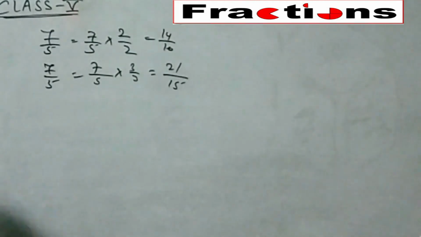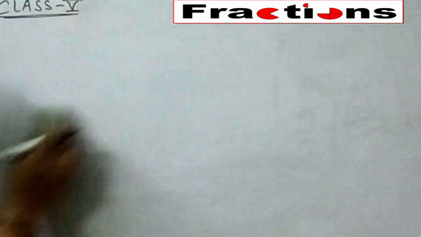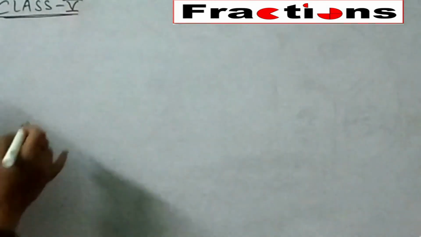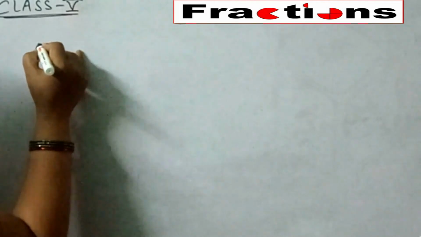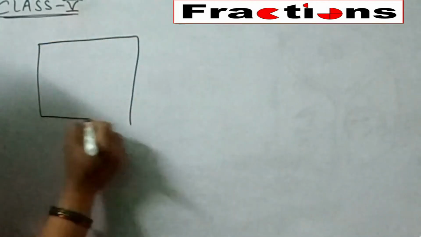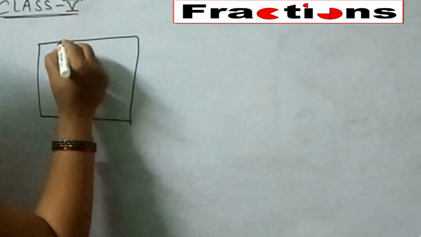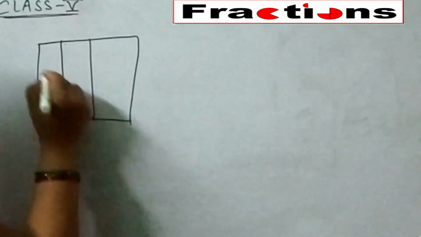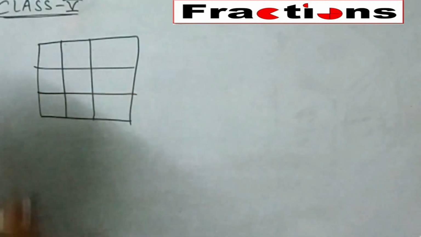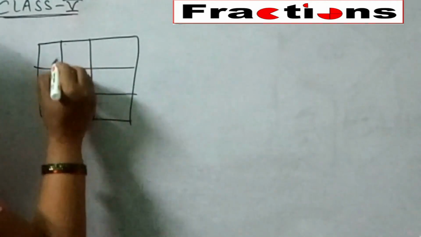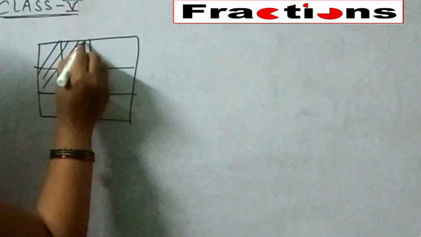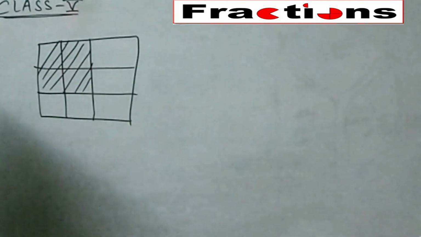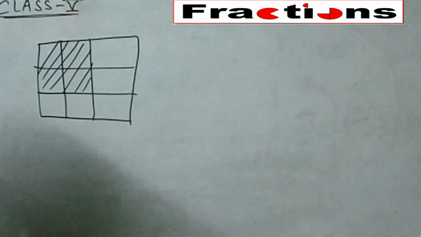And how to write this? In your book, some pictures are given and some shaded parts are given. How to write them in fractions? See, this one is one box. It is divided into these parts, and this part is shaded.